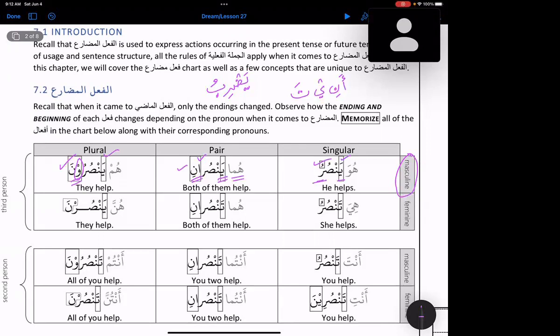Now let's do it. Huwa yadribu. Huma yadribani. Hum yadribuna. And what does yadribu mean? He hits or he will hit. Then yadribani, both of them will hit. And yadribuna, all of them will hit.